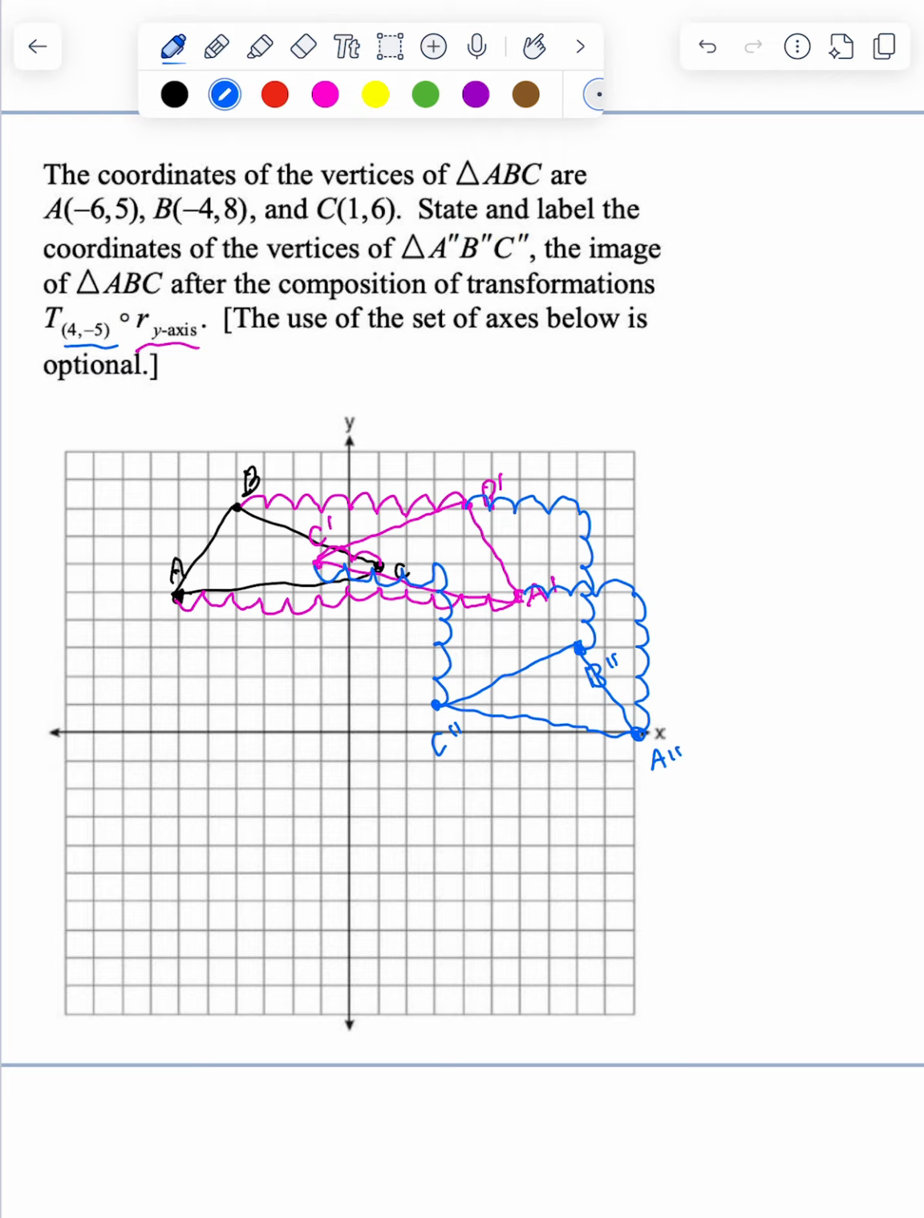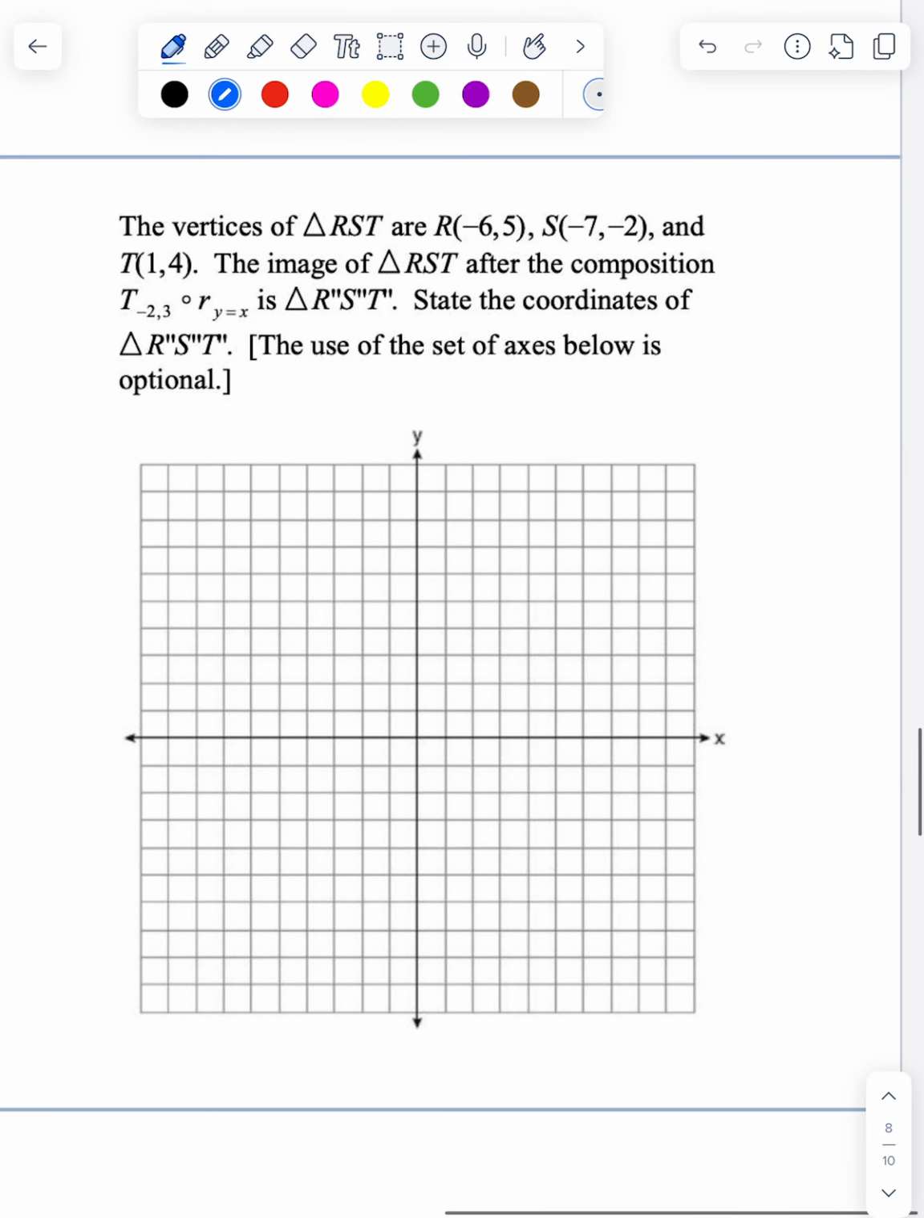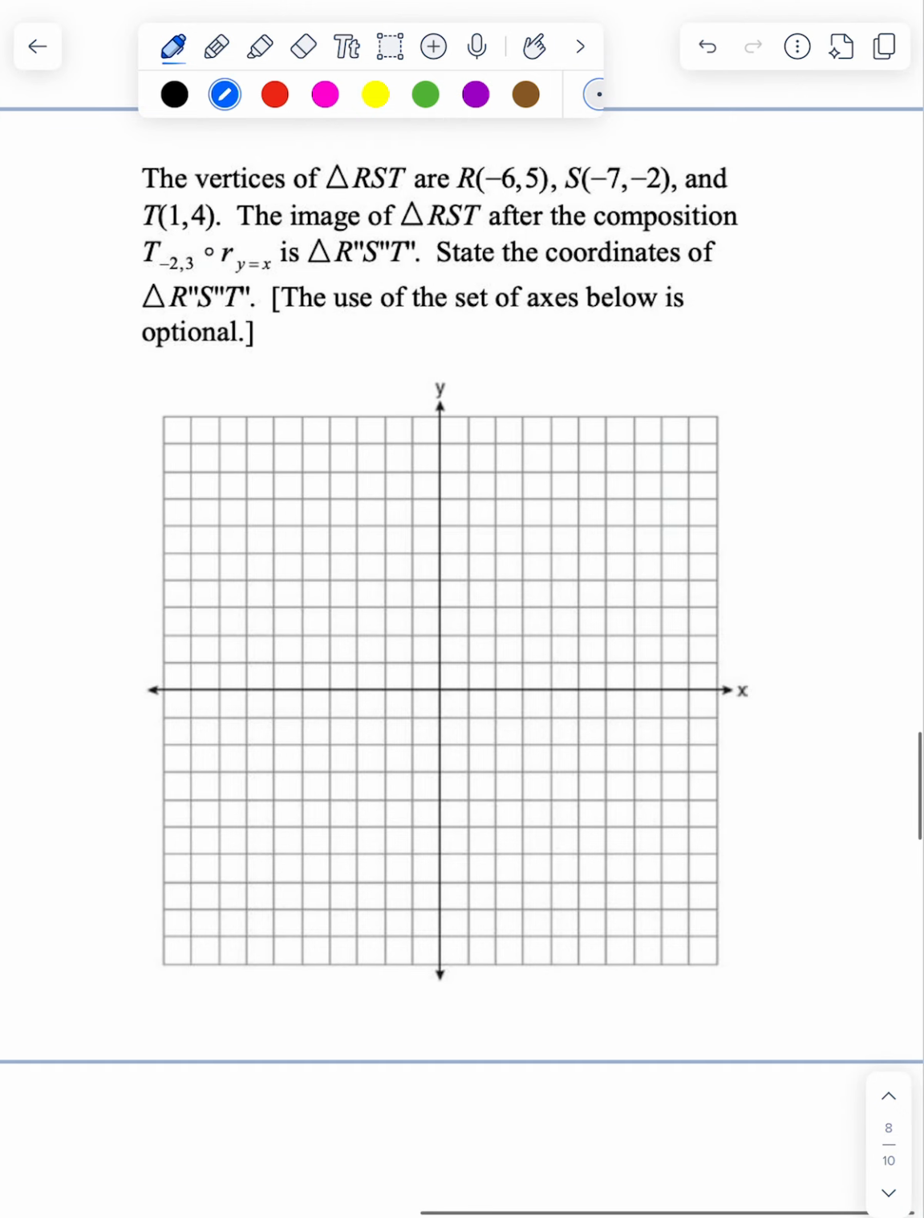And it does say to state the coordinates, so I should write all the coordinates down, but to save some time in this video, because it's already been a while, I'm not going to write each of the final coordinates down. But you definitely should do that if it says to state and label the coordinates. Let's try one more example.